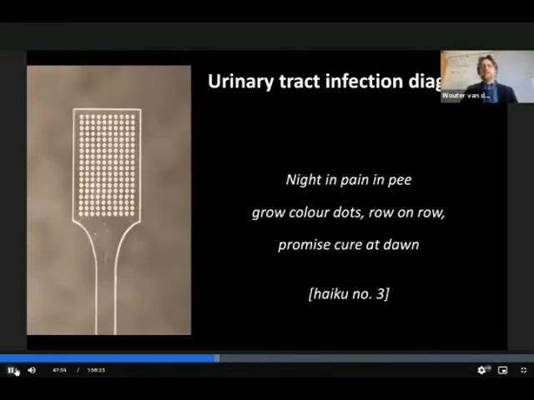Next part of my talk, haiku number three. It is about urinary tract infection diagnosis.